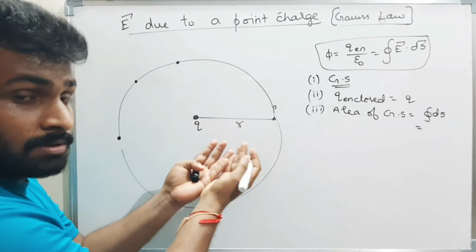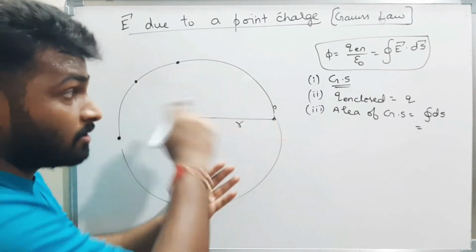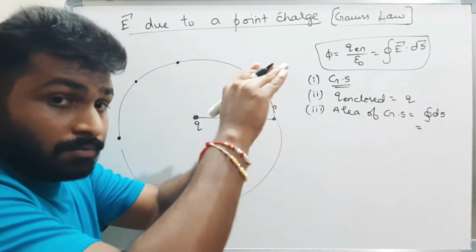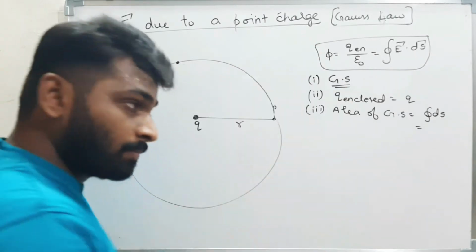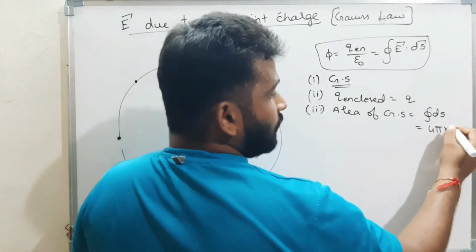What is the area of this Gaussian surface? This Gaussian surface I am assuming is a spherical shell. It is not a circle, it is a spherical shell. What is the area of the surface? For a spherical shell, that is 4 pi r square.